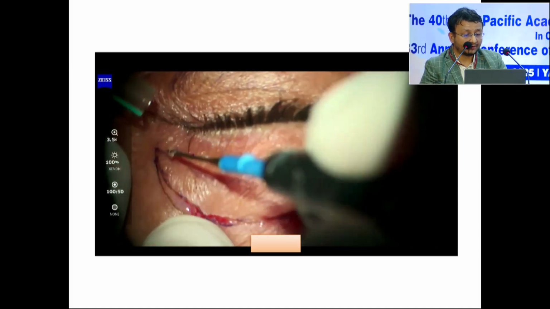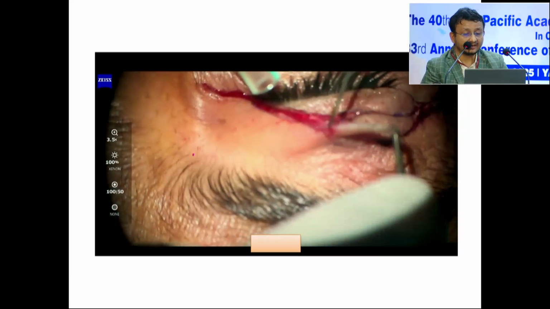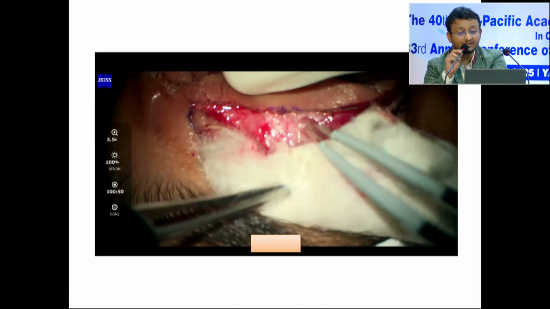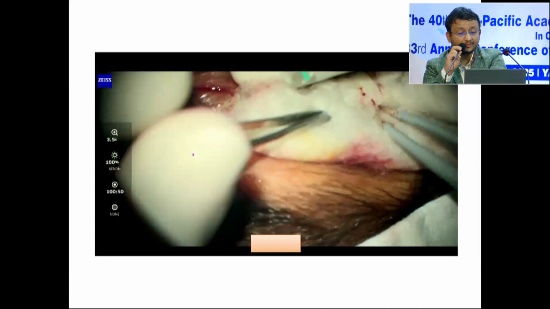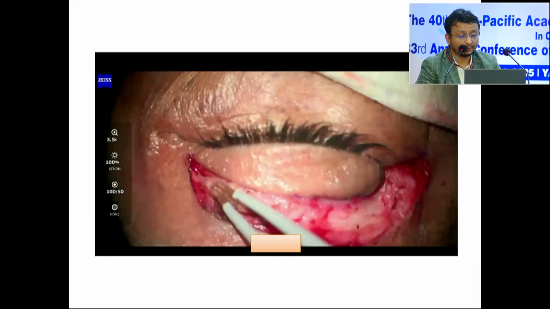Using a monopolar cautery, the skin incision should be made, and then the skin should be excised in layers along with the orbicularis muscle. In young patients, we generally tend to avoid the orbicularis muscle. Achievement of hemostasis using a bipolar cautery is very important, because bleeding might result in longer downtime post-surgery.